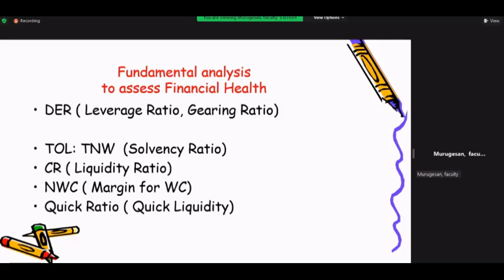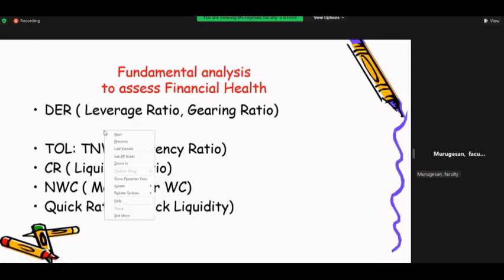What is ratio analysis? It's mathematical data you are interpreting and you are taking a conclusion. You are making a judgment. How far is it relevant? Now, there are 4 key ratios, 5 actually. The 5 are very vital for a banker.